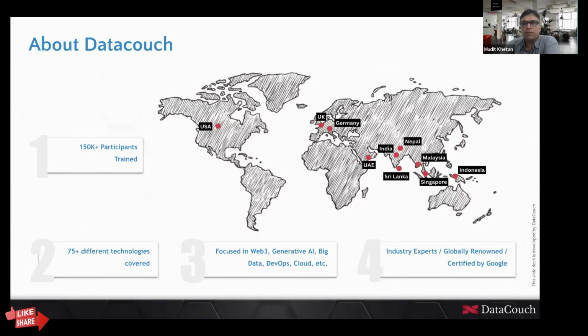In the mere 7 years of our existence, we have transformed more than 150,000 professionals in many Fortune 500 companies. There are broadly 75 different technologies that we offer trainings in, which cover 100 plus specific domains and 200 plus certifications. As I told you earlier, we are focused upon Web3 technologies, generative AI, big data, DevOps, cloud, agile, and so on. And the instructors team that we are quite proud of include industry experts who are globally renowned professionals and who are certified by tech giants such as Google, AWS, Microsoft, Confluent, Starburst, and so on.